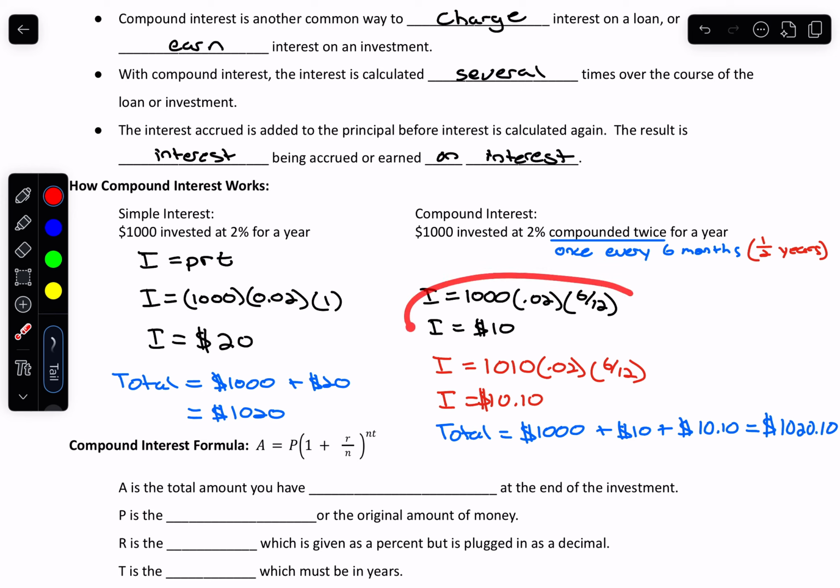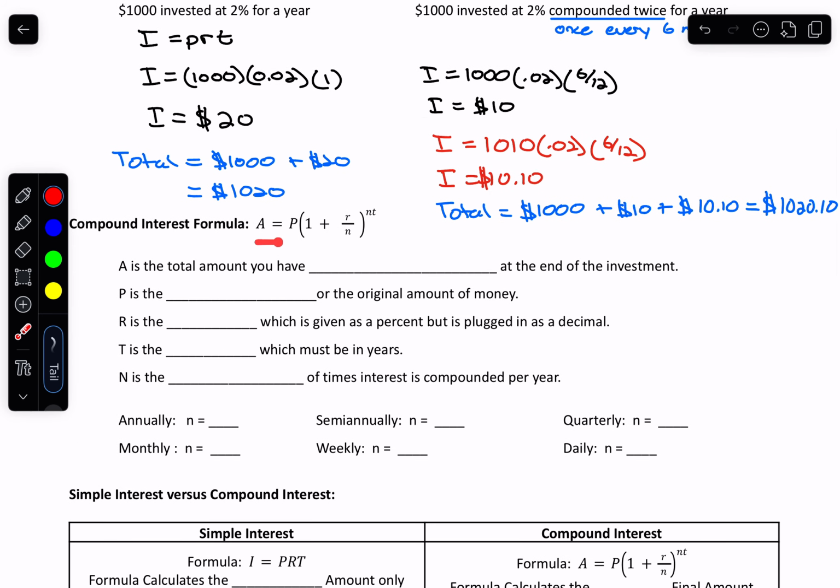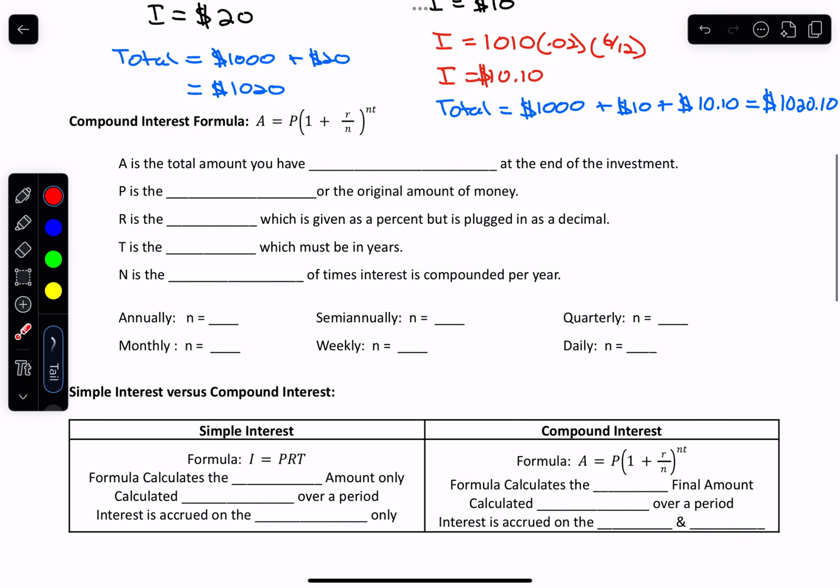So instead of doing one simple interest and then another simple interest, we can go ahead and just do one formula that'll calculate everything. So the compound interest formula right here is A equals P times (1 plus R over N) to the power NT. We're noticing that exponent NT, that is N multiplied by T.